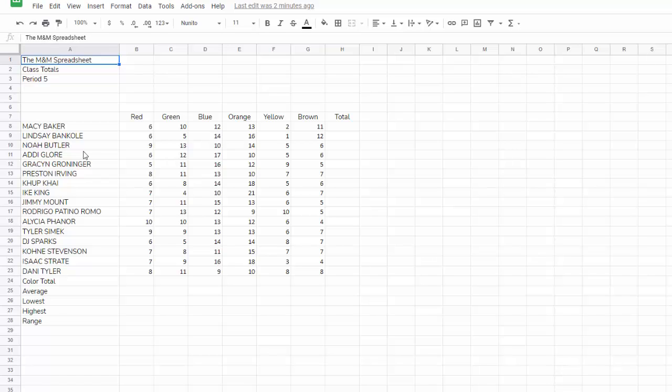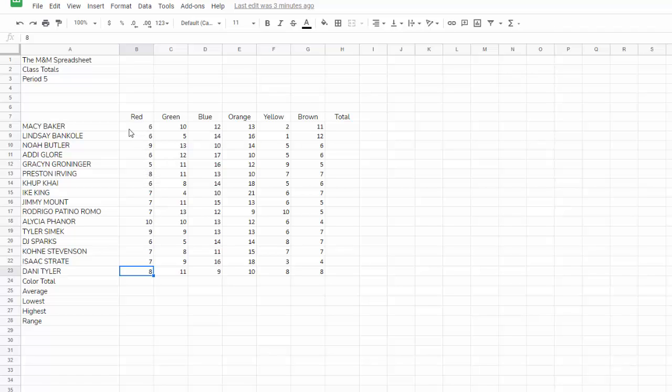In fifth hour, Macy is going to be kind of an important person because she's first. And the way it turned out, because of some people being absent, Danny Tyler is going to be last. First and last becomes kind of important when you're doing some formulas, because like this number right up here and this number right here, they become important. In this case, that's cell B8, Macy's red M&Ms, and B23. It's Macy and Danny, and then everybody else in between gets included. You'll see what I mean if you just keep watching.